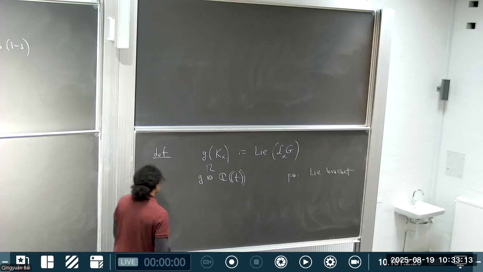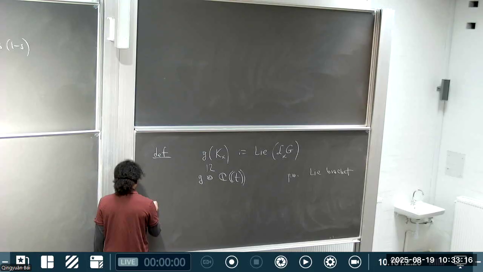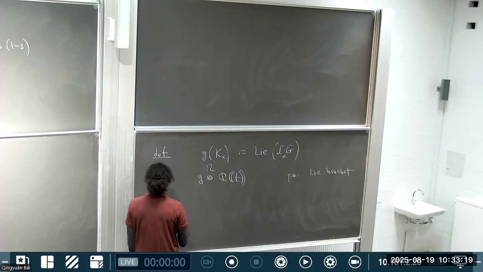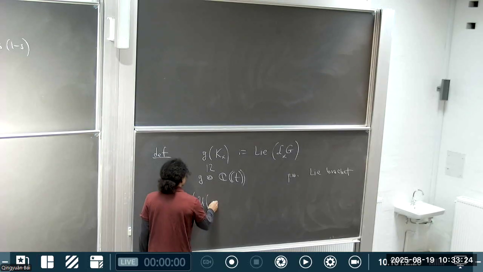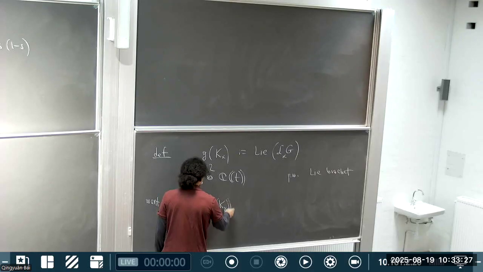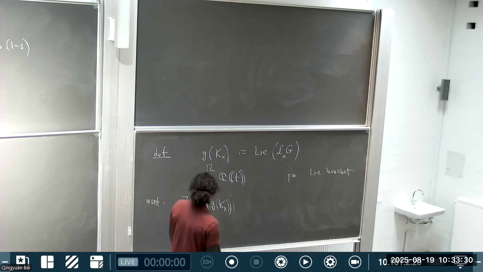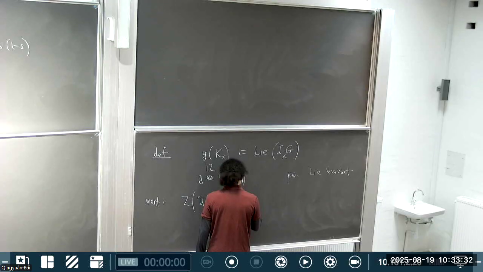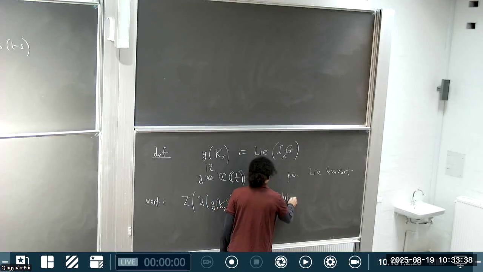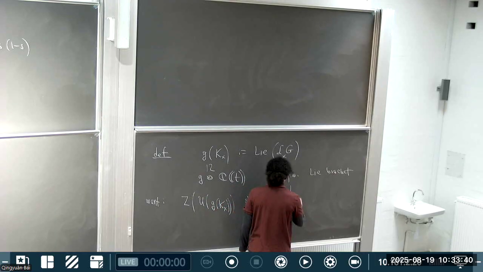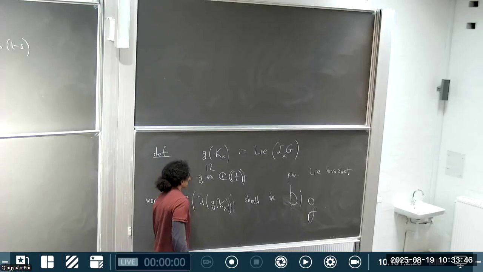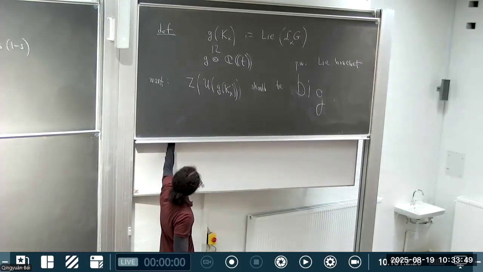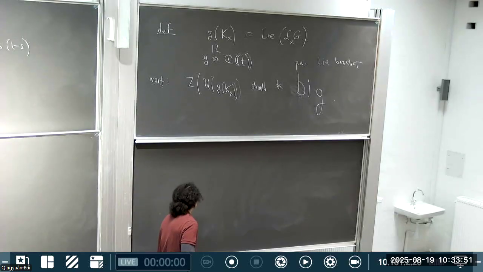And so we want to say the following things. When we take the center of the enveloping algebra of this, we want this to be big. Then there's a question of how big we should want it to be. Let's just see an example.